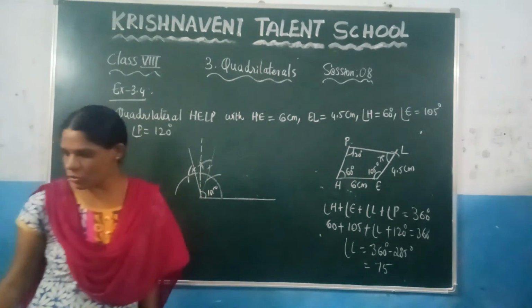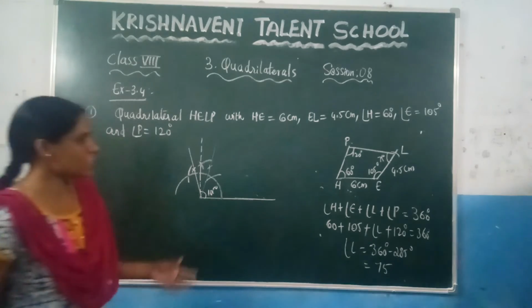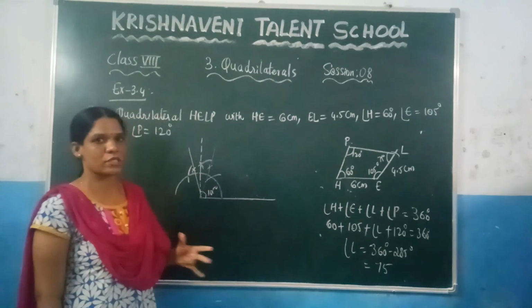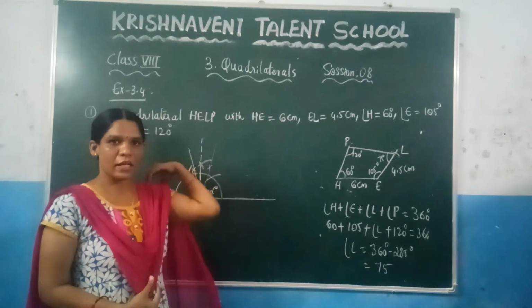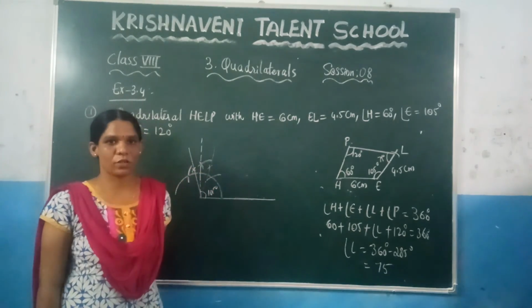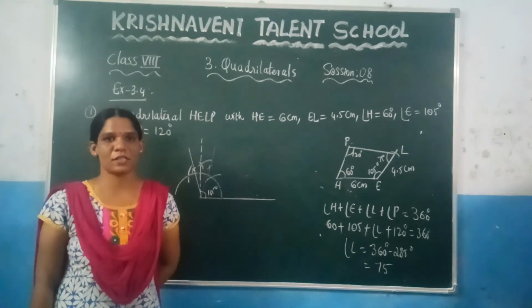So without using the protractor you can construct 60 degrees, 90 degrees, whatever the angle may be. Just you need to check which angle you need to take and what the perpendicular bisector is. From this, the second problem is your homework. The same you can do. From this, the test is completed.